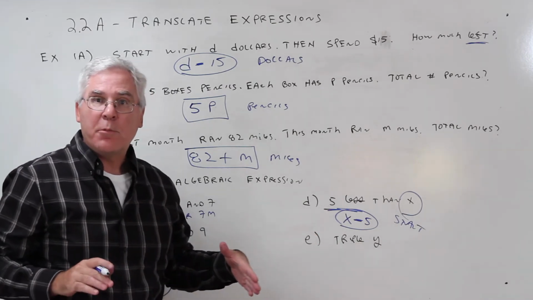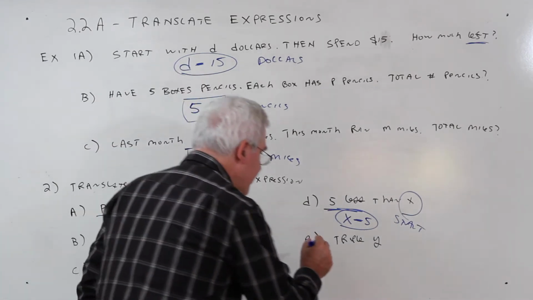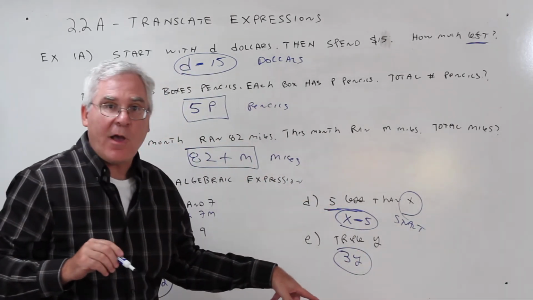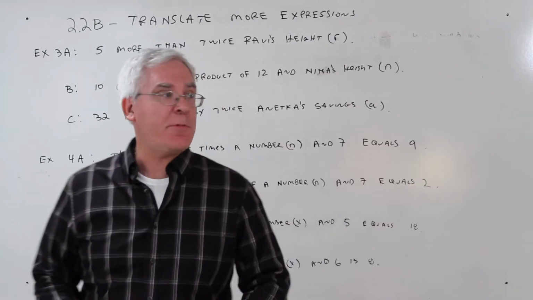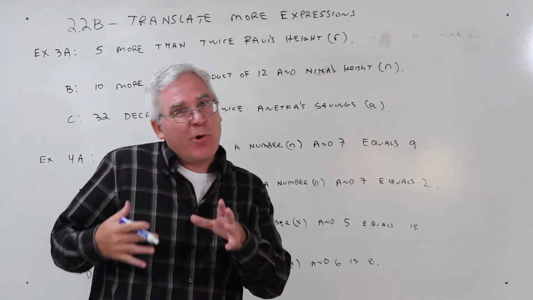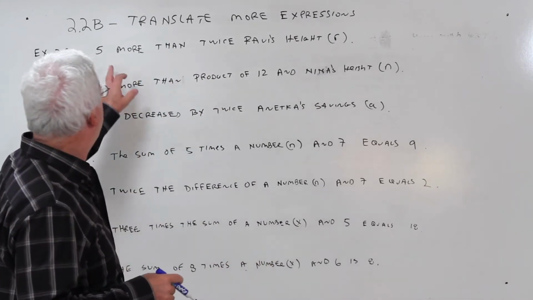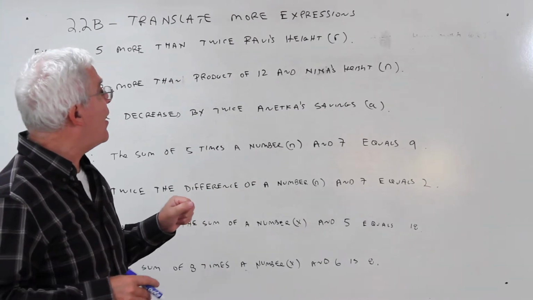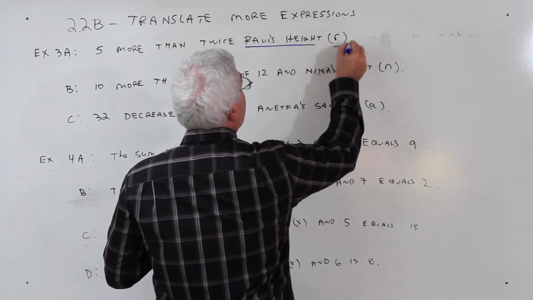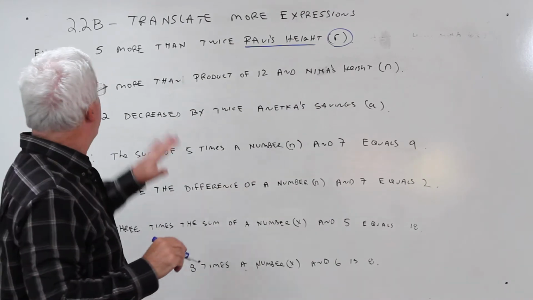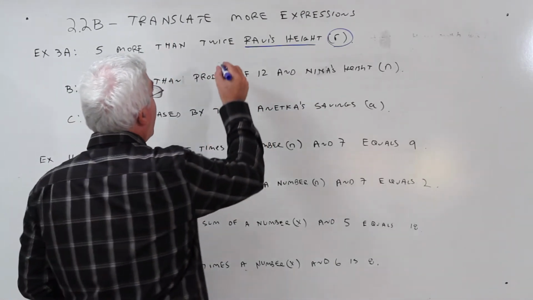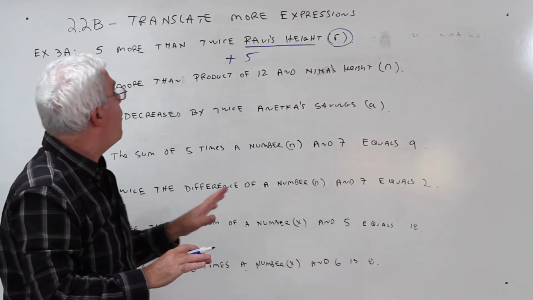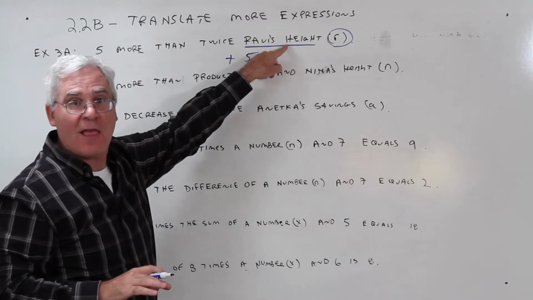Triple Y, well, triple just means to multiply by 3. And then you can go 3 times Y or just 3Y. Well, here we go. Okay, so we're just relating the words to the math. All right, so 5 more than twice Ravi's height, and Ravi's height is going to be represented by the variable R. So 5 more than something, right away, I'm thinking of 5 more than something. But 5 more of what? Twice Ravi's height, so 2R.